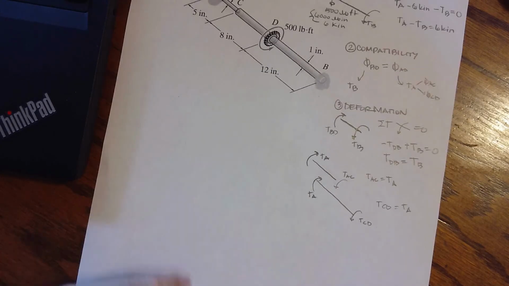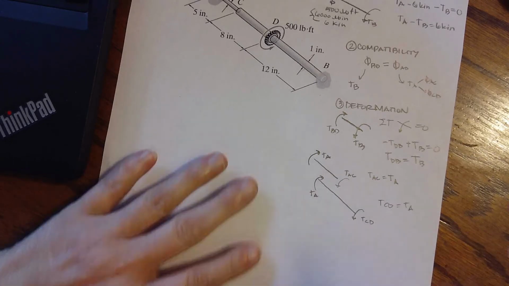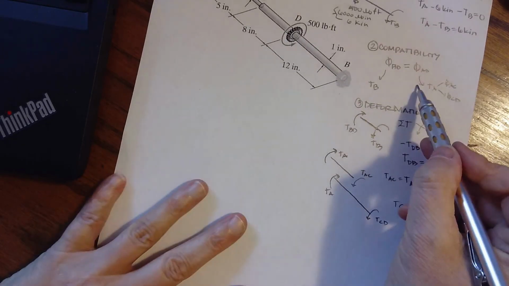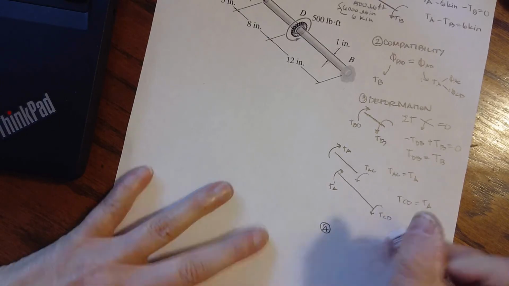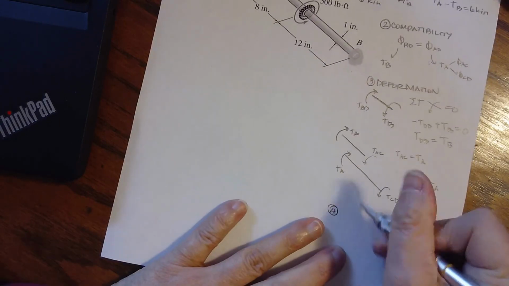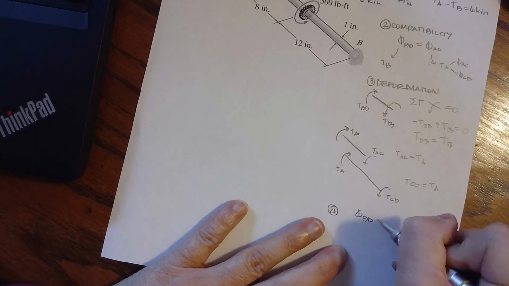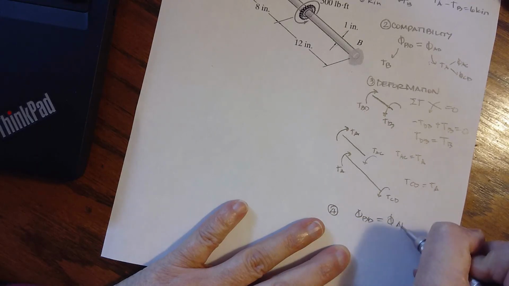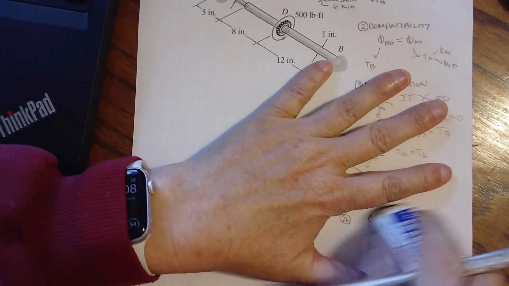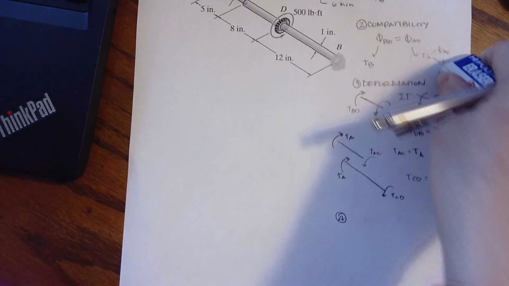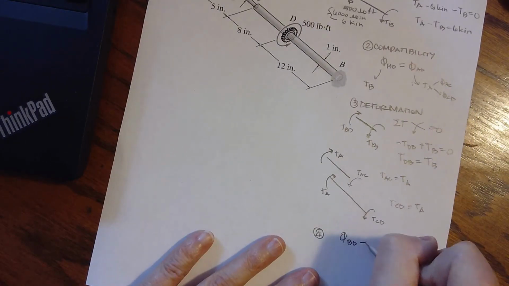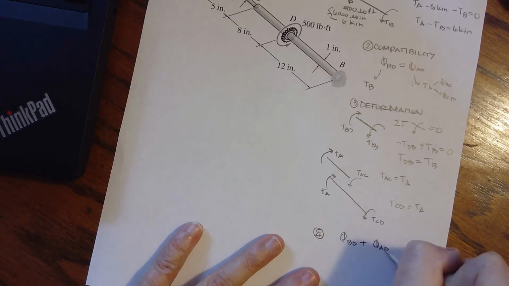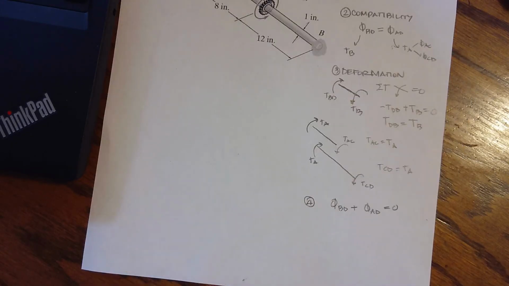So now we can go back to our compatibility and our deformation, and we can combine them. If I know that phi of BD equals phi of AD, but really what we need to call that, because I'm using proper signs here, is that phi of BD plus phi of AD equals 0.